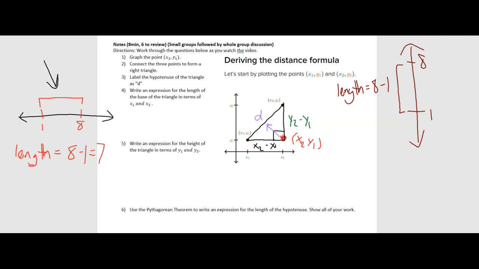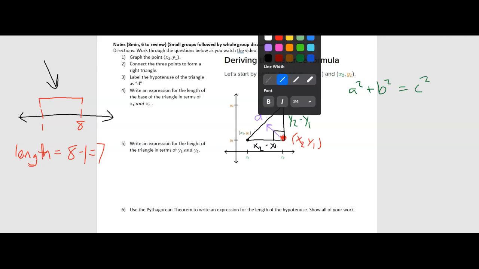I'm not going to scroll down because I don't want to lose the diagram I have. What I'm going to do is do the work over here on the right-hand side. So remember, if we set this up, we have a squared plus b squared equals c squared. And remember, the a and the b represent the legs, and c represents the hypotenuse. So let's do some substitution.